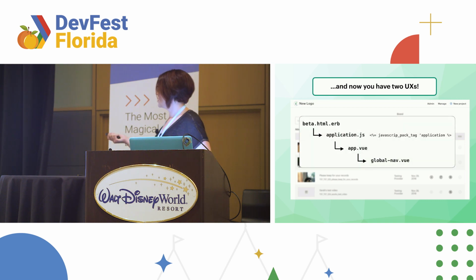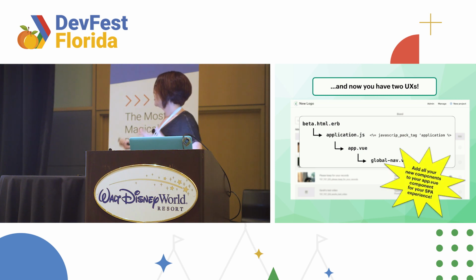So this is what the structure looks like. We use the beta Rails template for layout. We call in the JavaScript pack tag for application.js. Application.js mounts the app.vue component, and then the app.vue component calls in the global nav.vue component inside of it. So here we can add all new components to the app.vue component for our single page application experience.